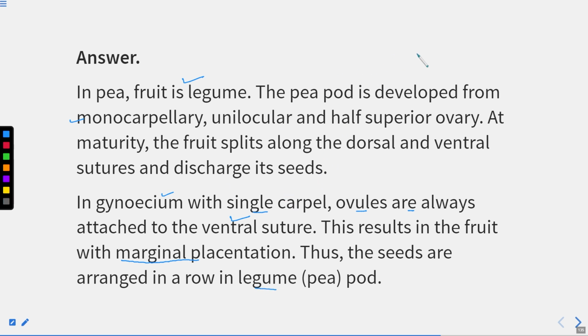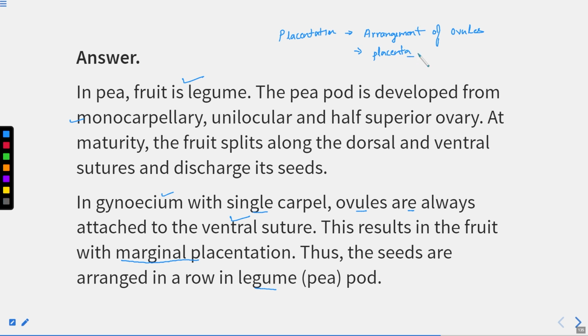Now, what is placentation? Placentation is the arrangement of ovules within the ovary. This is known as placentation. And these ovules are attached to the ovary with the help of placenta, which is a parenchymatous structure.